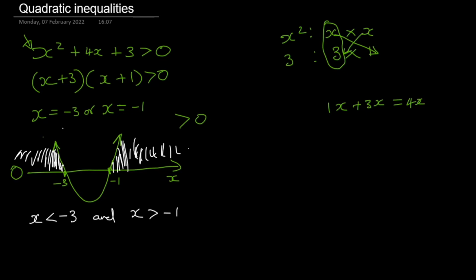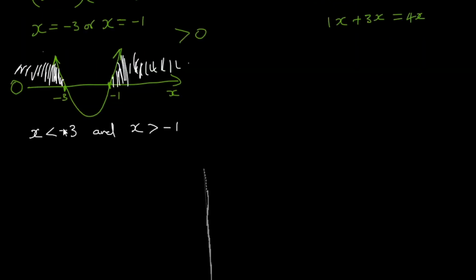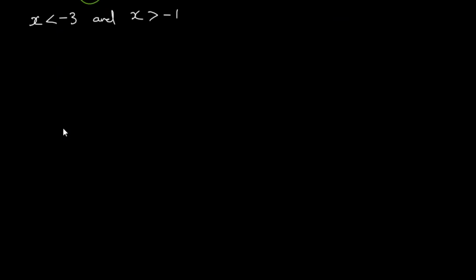Okay, we could have the same graph, but let's say this time we have x squared plus 4x plus 3, and this time we have less than, that must be less than 0.